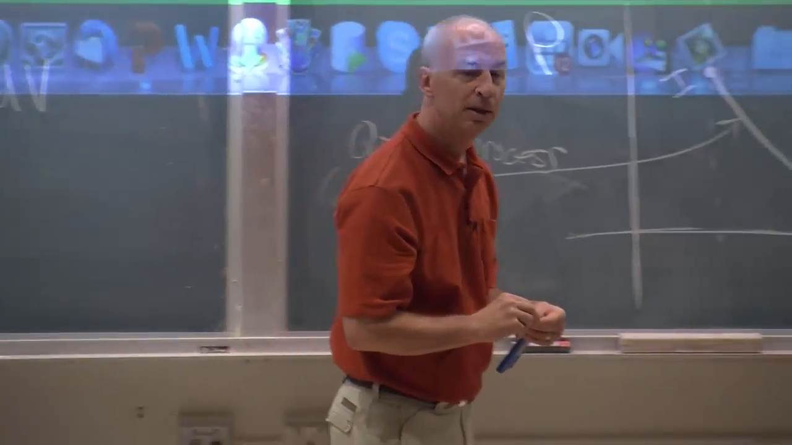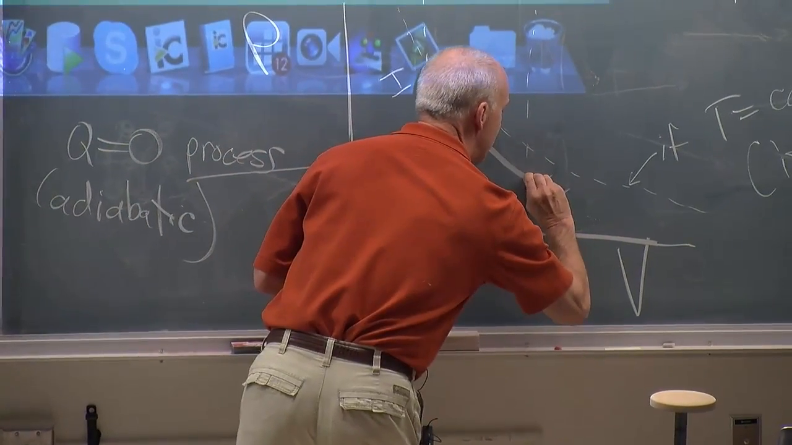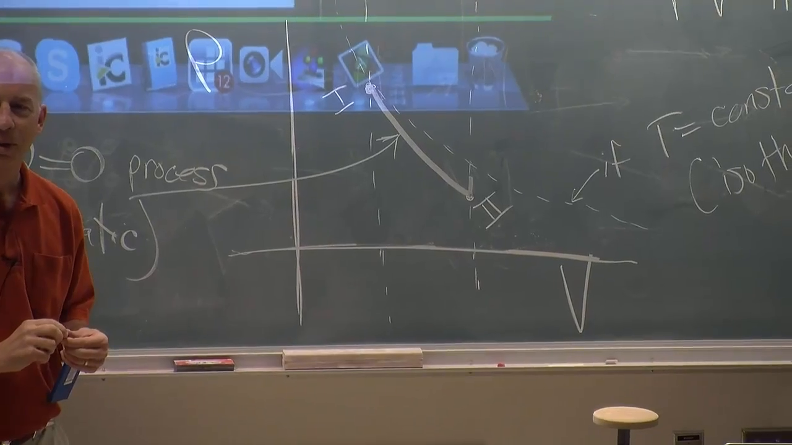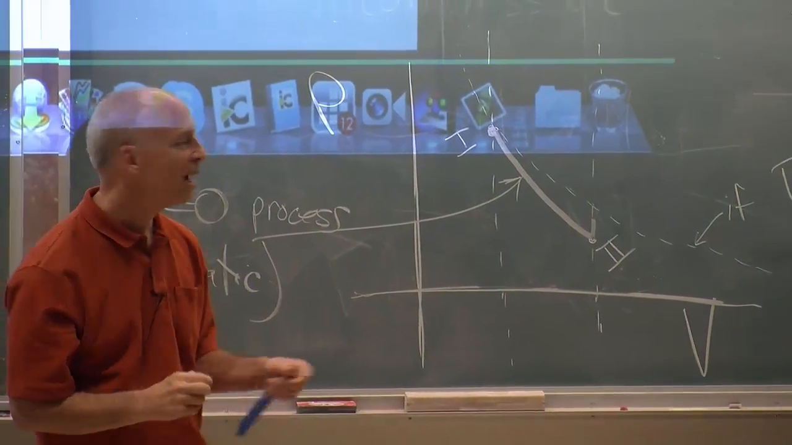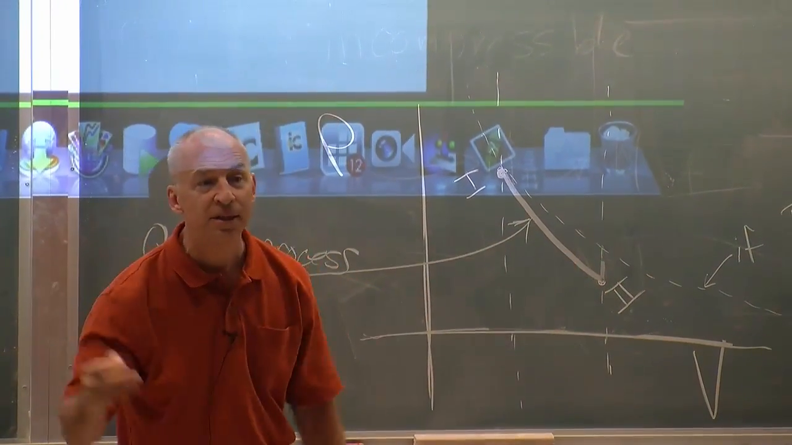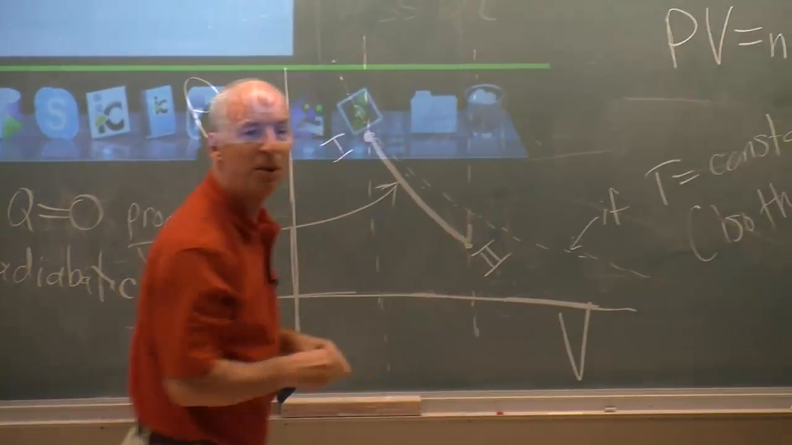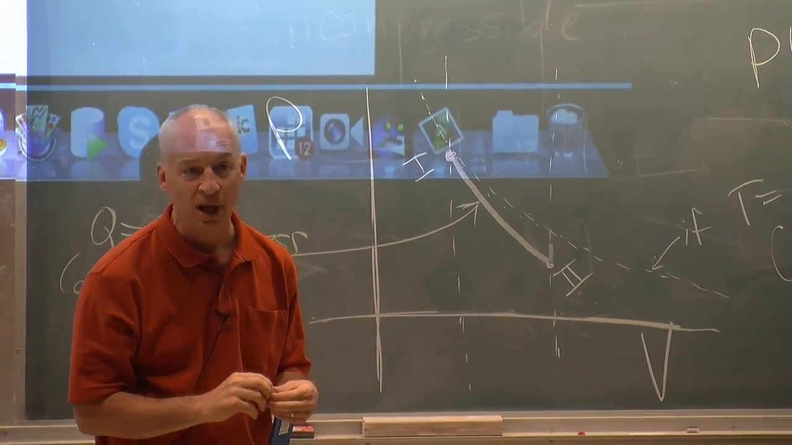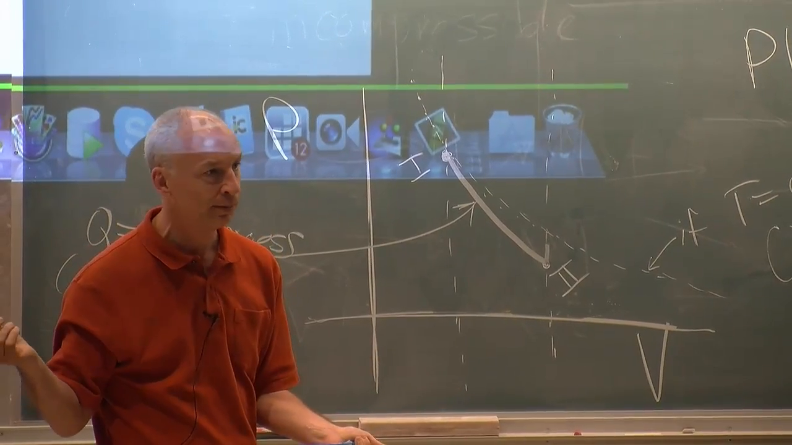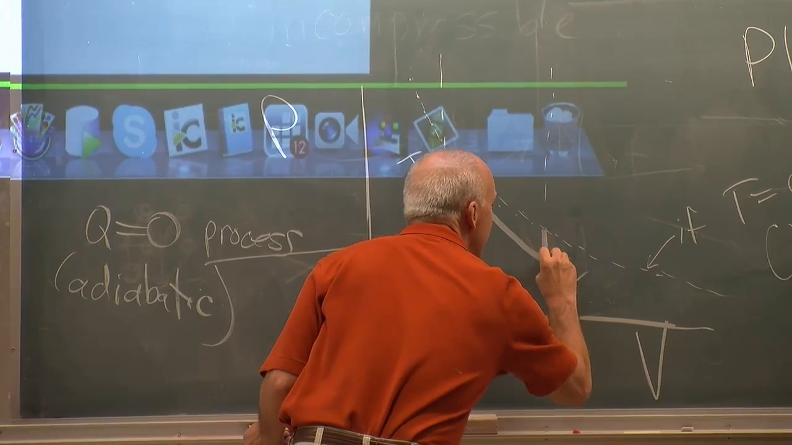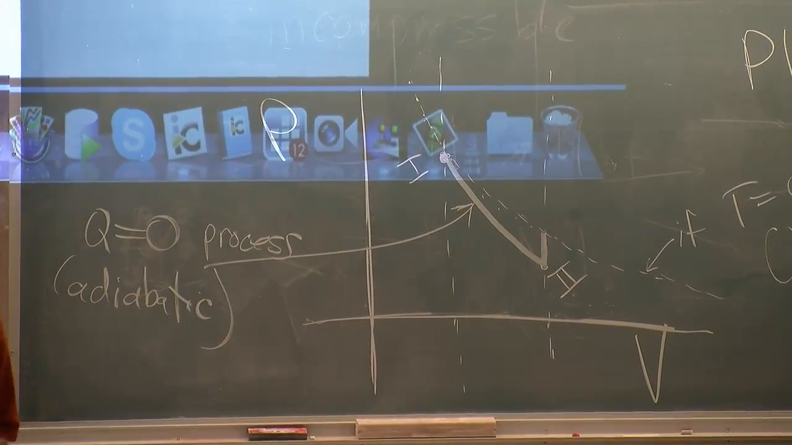Vertical line. So this thing is going to go straight up. How far up? Back to the isothermal line. This line right here, this dotted line, is an isothermal line. It's a constant temperature line, and we went back to the same temperature. We added heat to get back to the same temperature.